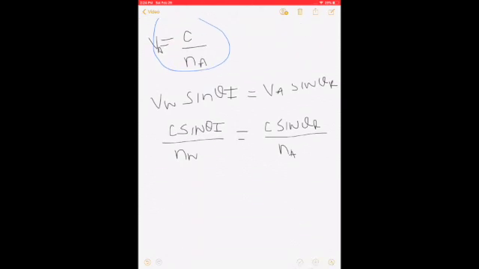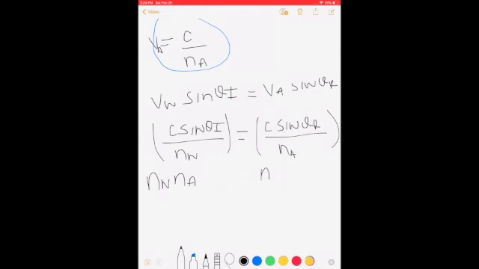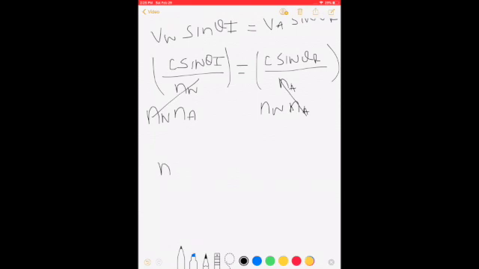Okay, so now we have that. We can then multiply both sides by NW and NA. We'll see that we cancel out these, and we cancel out these, which would leave us with index of refraction of air times the speed of light, sine theta, is equal to speed of light times sine theta, angle of refraction.